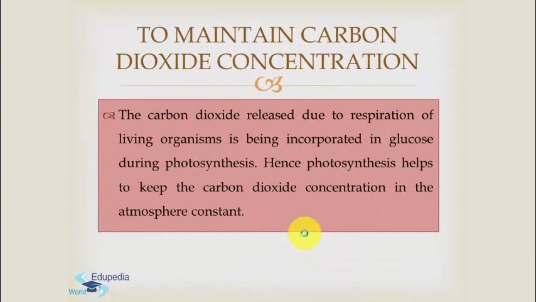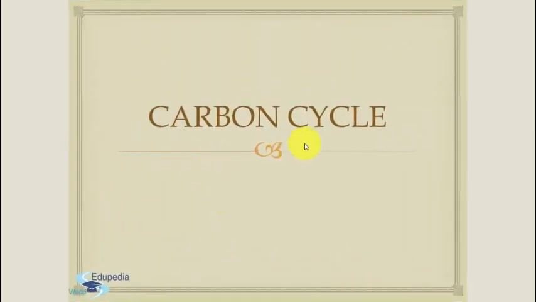And there is one more significance of photosynthesis in respect to maintain the carbon dioxide concentration in the atmosphere. The carbon dioxide released due to the respiration of a living organism is being incorporated in glucose during photosynthesis. Hence, photosynthesis helps to keep the carbon dioxide concentration in the atmosphere constant. So this was all about the significance of photosynthesis. Next, we will discuss about carbon cycle.